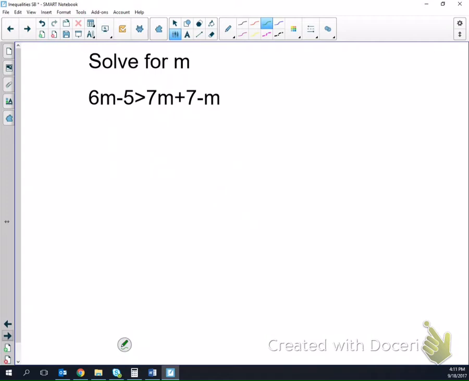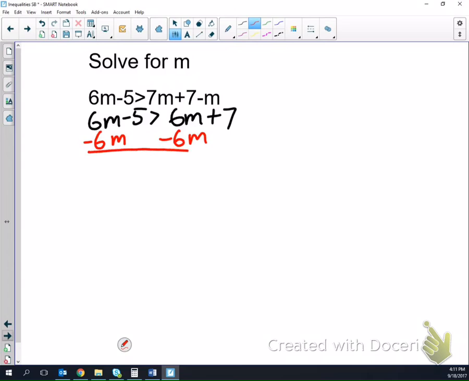So wild guess as to what kind of situation we might find here. All right, now on the right-hand side of this, I can see that I've got a 7m minus an m, so we'll just change that to 6m. All right, and now, once again, I'm going to try and get my variable on one side, but we do have 6m's on both sides, meaning that when I do this, I'm going to be left without my variable anymore. I'm just going to have a negative 5 is greater than a 7. Now, that is flat out false. This is not true. Negative 5 is not less than 7.